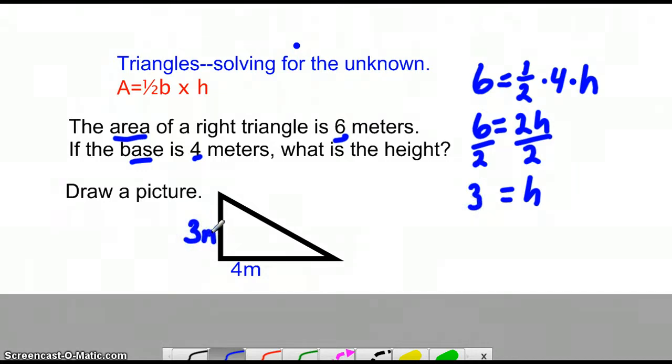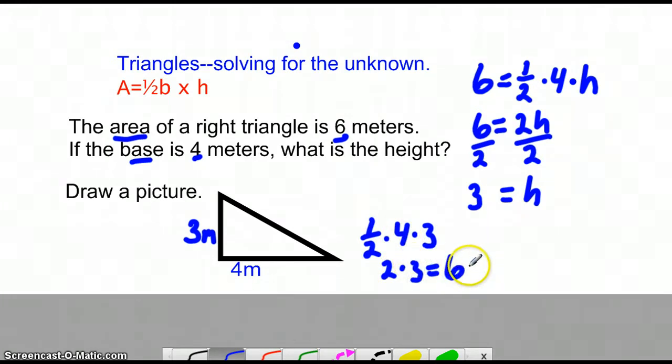Why don't we double check our work? If it's 1/2 the base, which is 4, times the height, which is 3, we're saying that 1/2 times 4, which is 2, times the 3 will equal 6. Does this check? Yes, it does check.